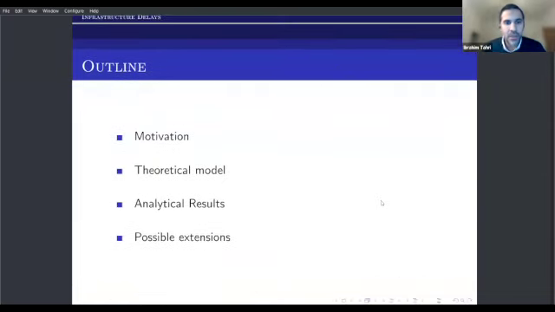So I'll start quickly with the motivation. A little warning here that since it's a work in progress, it's mostly analytical for now, and I will mostly focus on the motivation so that you get the idea here, and then I'll go briefly over the model and then some of the analytical results.